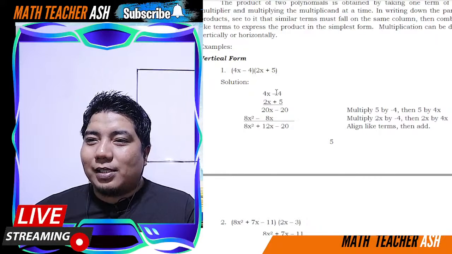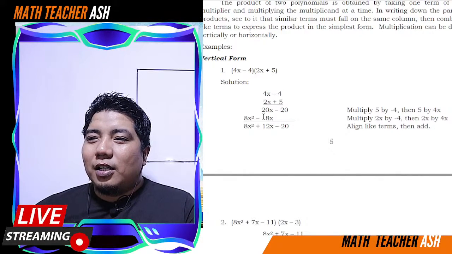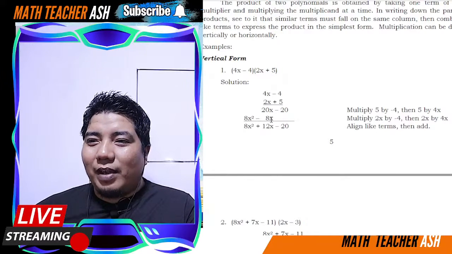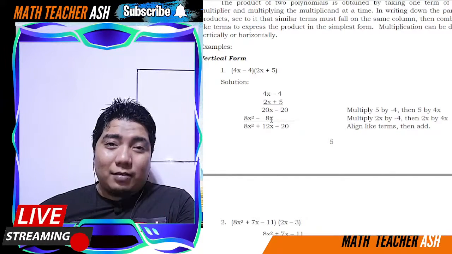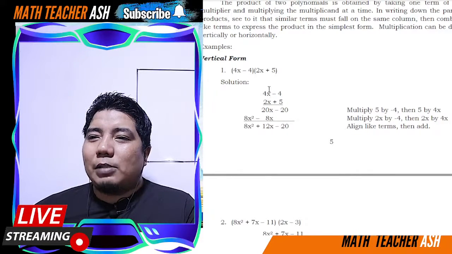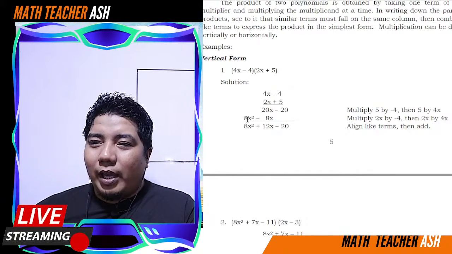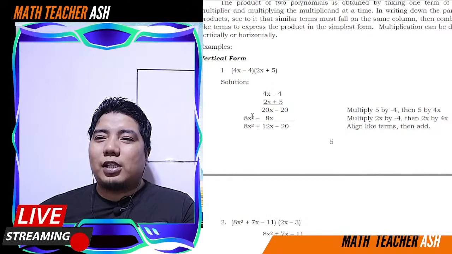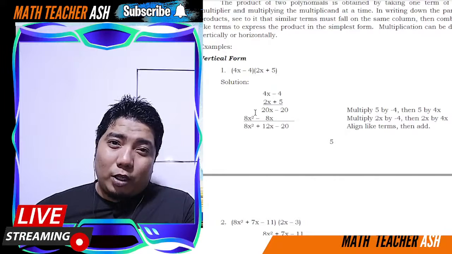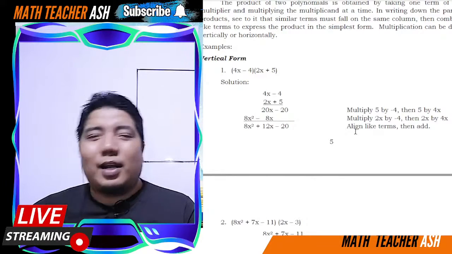So, 2x times negative 4, dito mo ilalagay sa second term, negative 8x sa baba niya. Okay, parang nagmamultiply ka lang ng 2 digit. Okay? 2x times 4x, so magiging 8x squared. Now, of course, kapag natapos mo nang i-multiply ang 2 pairs, what you will do is you simplify. Okay, gawa ka ng line.